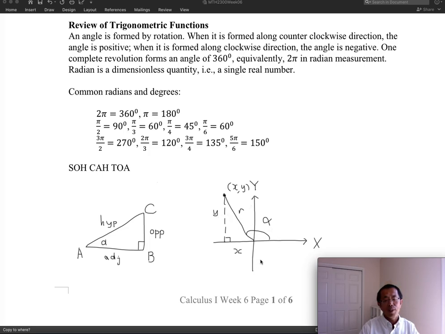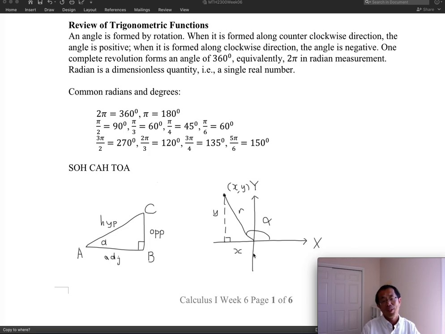When the angle is formed by rotating in the counterclockwise direction, it is a positive angle. The clockwise direction gives a negative angle. You can also rotate an angle multiple rounds, forming several complete revolutions. So you may have some huge angles, an angle greater than 360 degrees, 720, 1,000. It could be something very huge.